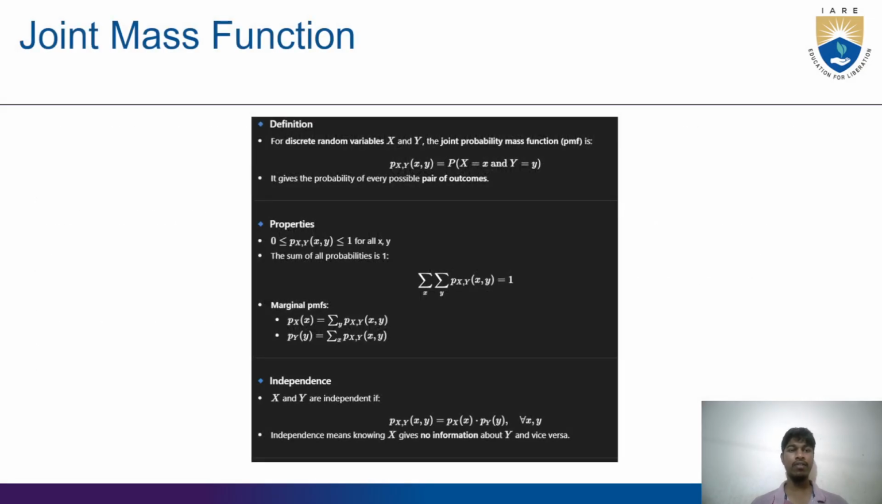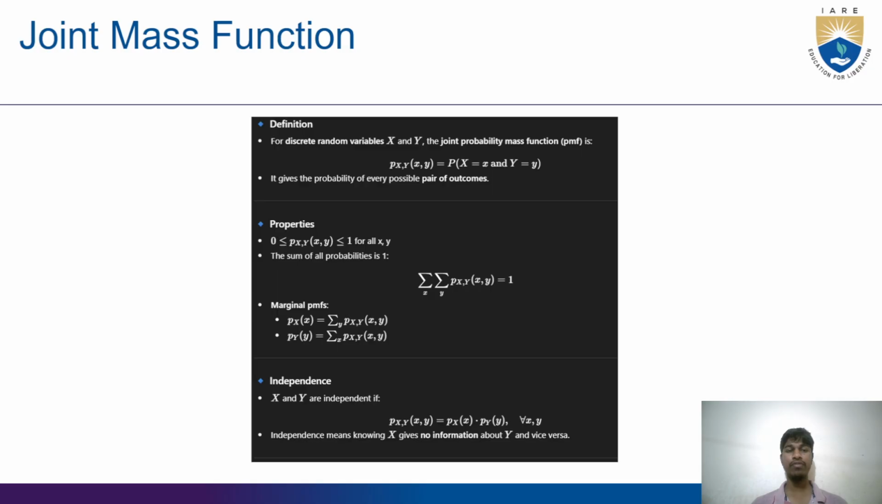Let's deep dive into the joint mass function. Let's see what the mass function is all about. In math, the joint mass function is for discrete random variables X and Y. The joint probability mass function, PMF, is p_XY(x, y) equal to P(X = x and Y = y). It gives the probability of every possible pair of outcomes.